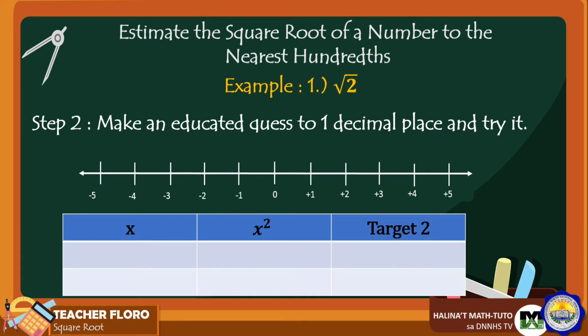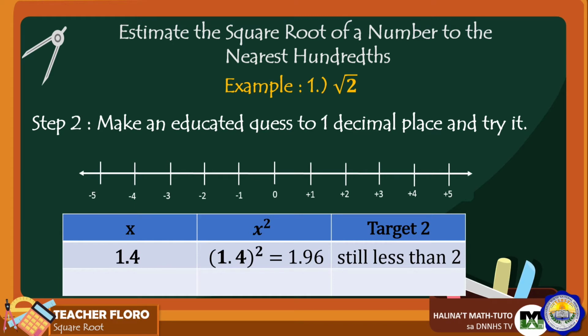Now, let's try 1.4. To get the square, we will multiply 1.4 by itself. That is 1.4 times 1.4. The result of multiplying 1.4 by itself is 1.96. 1.96 is still less than 2.